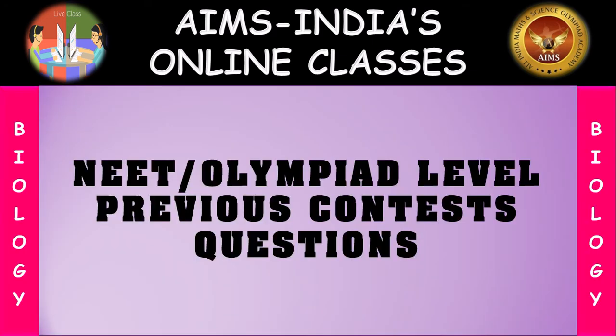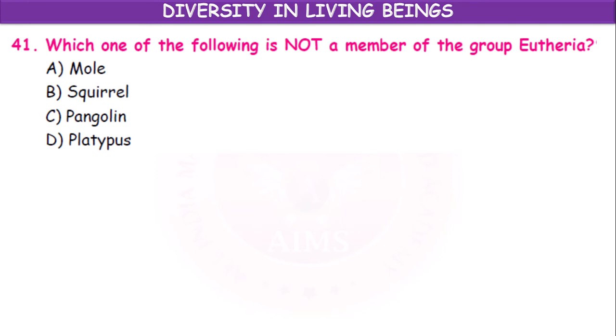So let us proceed. Question number 41. Which one of the following is not a member of group Eutheria? Mole, squirrel, pangolin, platypus. Actually the platypus is an egg-laying mammal. That's why it does not belong to the group Eutheria.